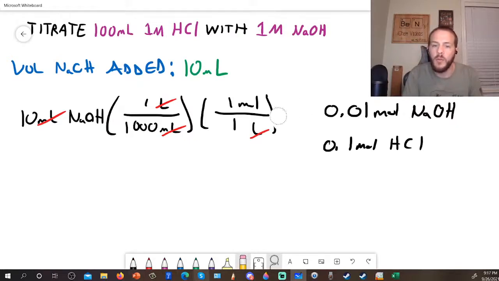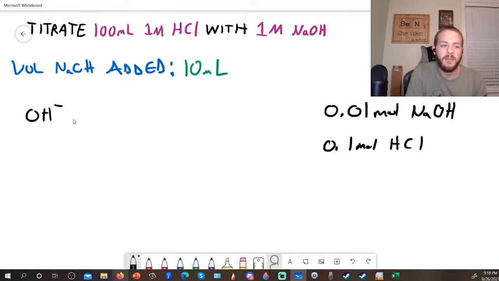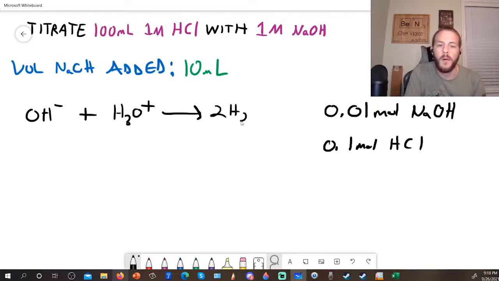And now what we can do is set up a little table like we've done previously, whenever we were doing the stoichiometry calculation of when you add an acid or a base to a buffer solution. There's that stoichiometry part of the calculation, so we're going to do something similar here, right? So I'm going to write the neutralization equation for this chemical reaction. There's the OH- ion that we add, that's the hydroxide. And then we have the hydronium ion that's already in there, and they react, they neutralize one another to form water, right?